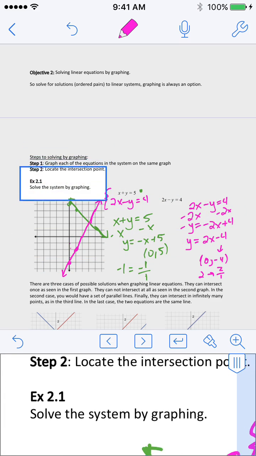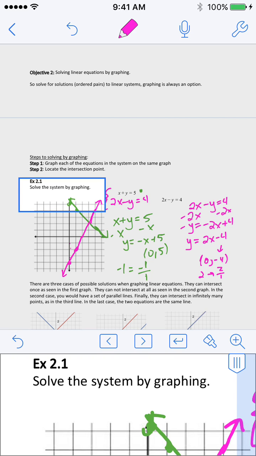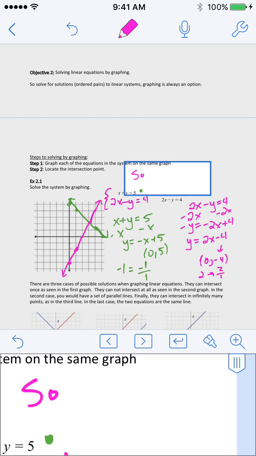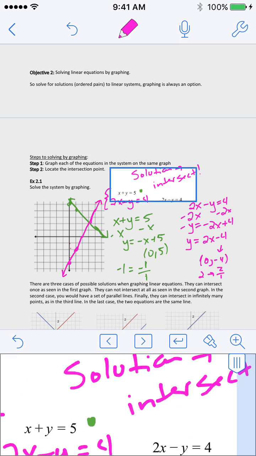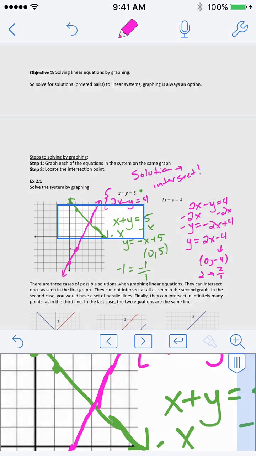And what am I looking for here? What am I looking for as the answer, right? The answer would be a solution, and I want the solution of this system, so I want where they intersect, the point they have in common, right? Intersect, not intercept. Intersect. That's what I want. I want their intersection point. So clearly that would be right about here.